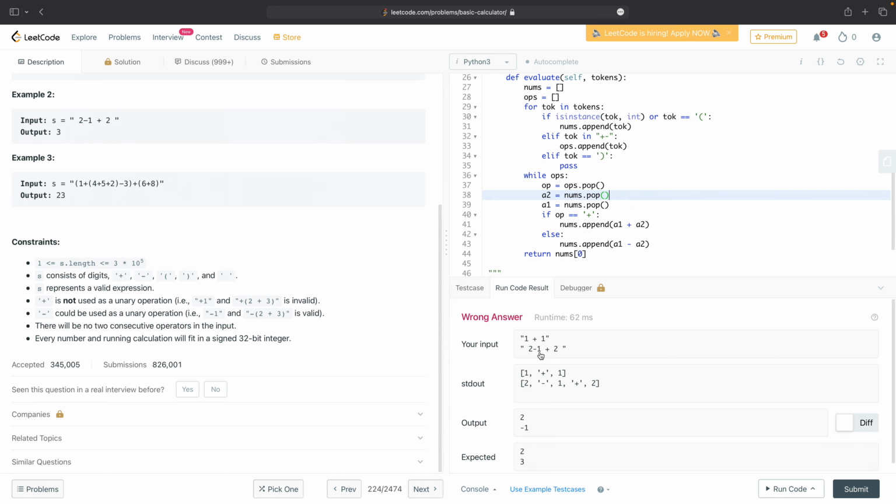Or is the easier way to do this just to work forward? Because it's 2, 1, minus 2 plus, which is basically where I'm trying to end up.